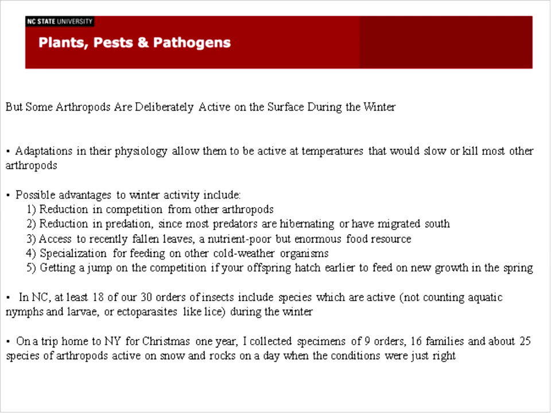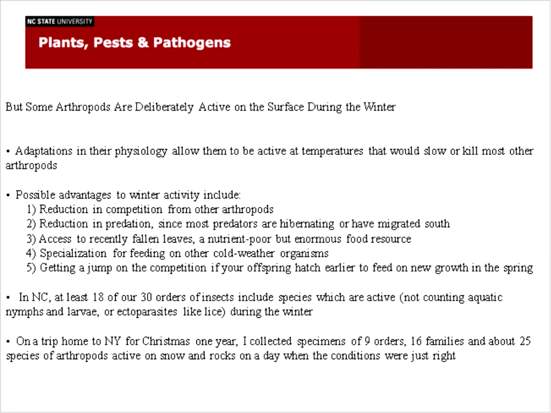Just some of them here are, number one, a reduction in competition from other arthropods. In other words, there's nothing else out there competing with you, so you've got the playing field to yourself. Two, reduction in predation, since most of the predators on you, spiders, predatory insects, birds, are either hibernating or have migrated south. Three, you have access to recently fallen leaves, which are an exceedingly nutrient-poor but seemingly inexhaustible food resource, especially when you start getting fungi and bacteria growing on the leaves, which could provide an additional food source. Four is a specialization for feeding or preying on other cold weather organisms.